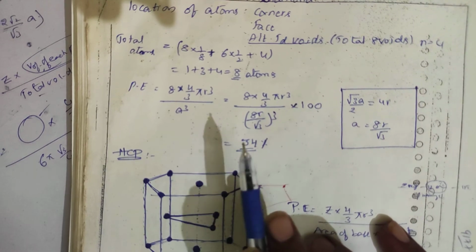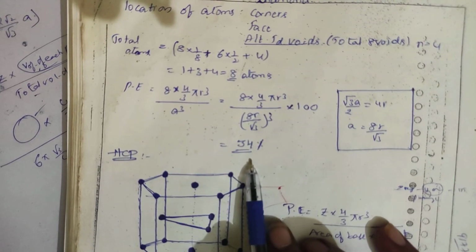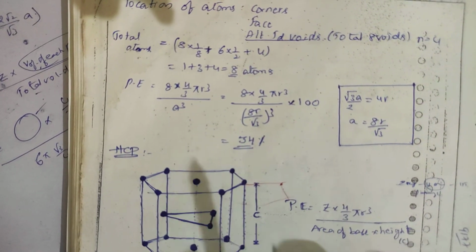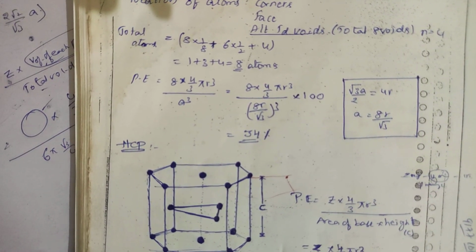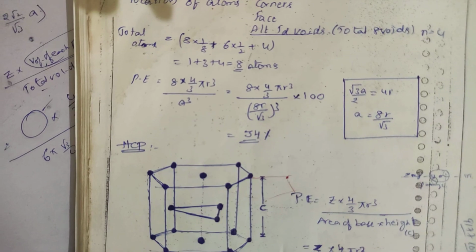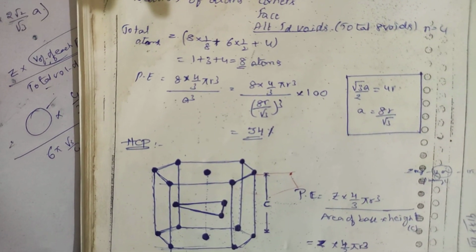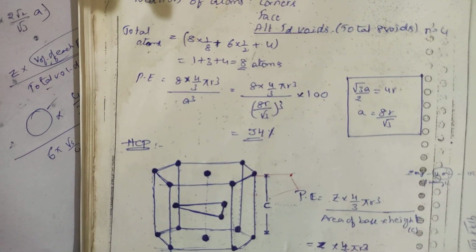The packing efficiency of diamond is 34. The packing efficiency of HCP is 74. So these are the two things, students, where you can expect direct questions: what is the value of r with respect to a, and what is the packing efficiency of both.